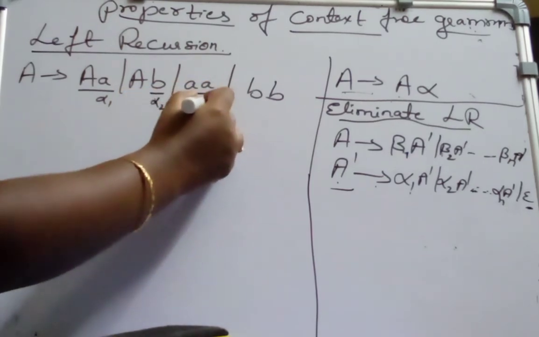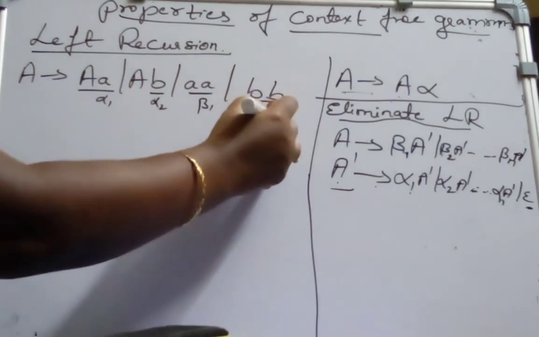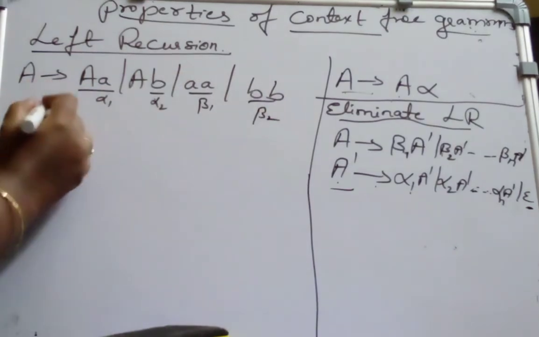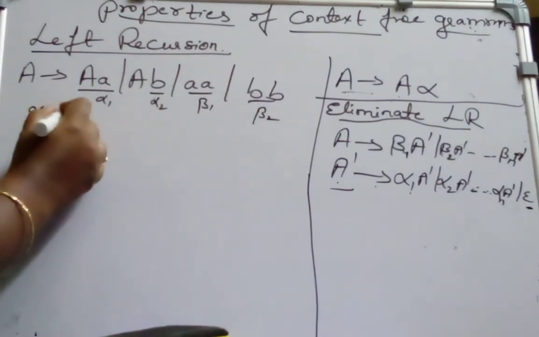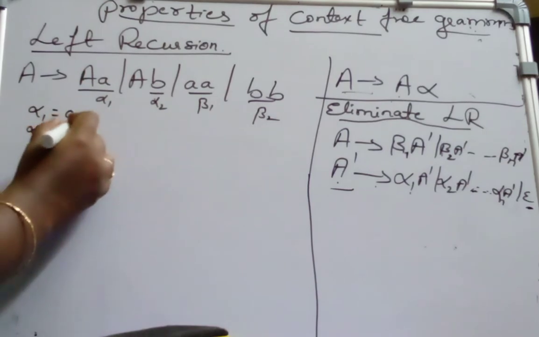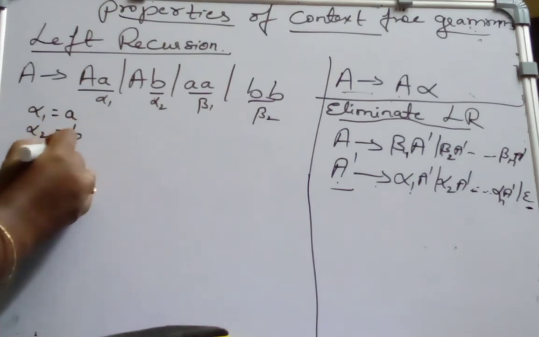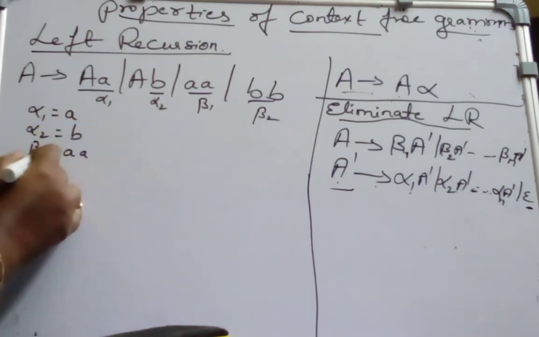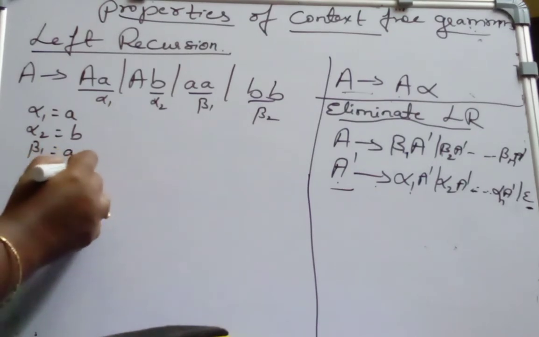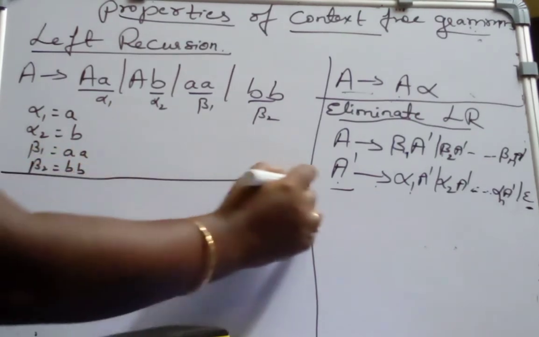And this is beta 1, and this is beta 2. So what is now my alpha 1? Alpha 1 is equal to A, alpha 2 is equal to B, beta 1 is equal to AA, and beta 2 is equal to BB. Now substitute this in our formula.